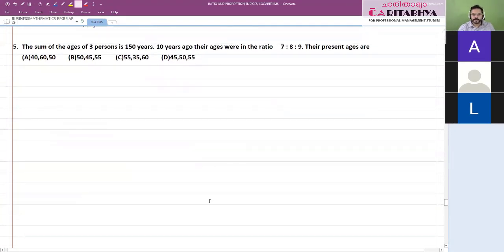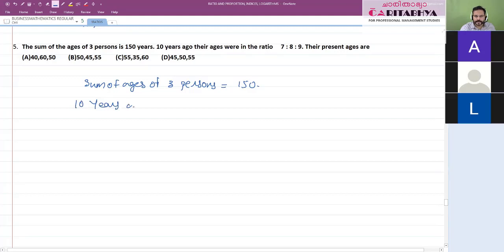Next question. The sum of the ages of three persons is 150. Ten years ago, their ages were in the ratio 7 is to 8 is to 9. Their present ages are? Sum of ages of three persons equal to 150.